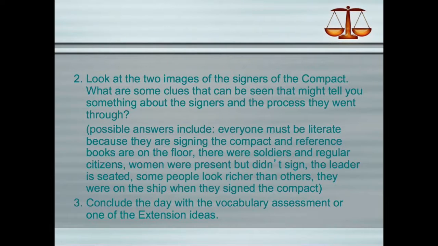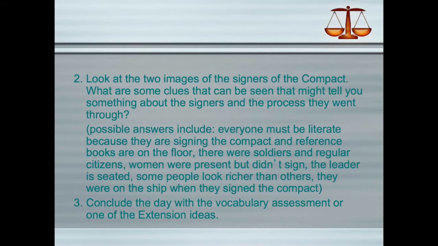Look at the 2 images of the signers of the compact. What are some clues that can be seen that might tell you something about the signers and the process they went through? Possible answers might include everyone must be literate because they are signing the compact, and there are reference books all over the floor. There were soldiers and regular citizens. The women were present, but they didn't sign. The leader is seated. Some people look richer than others. They were on the ship when they signed the compact. And a good question might be, why did they sign a compact when they were still on the ship?